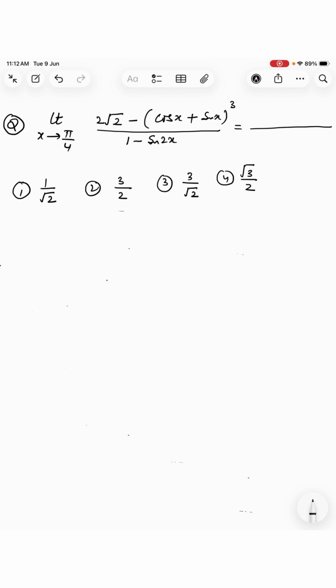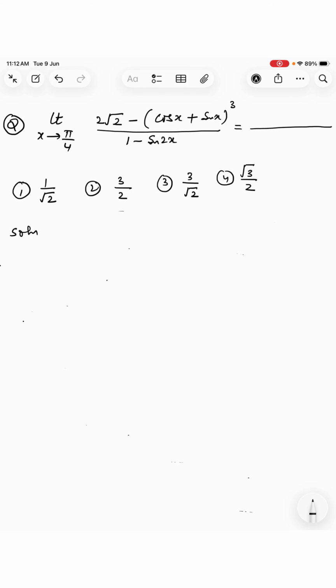Now the question is: limit x tending to pi by 4 of (2 root 2 minus (cos x plus sin x)) whole cube divided by (1 minus sin 2x) is equal to how much? Now these are the four options.